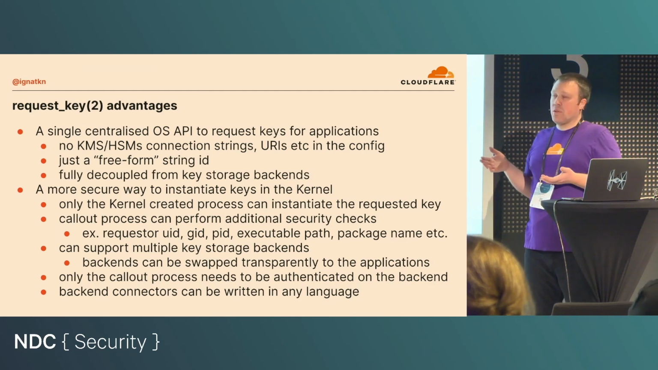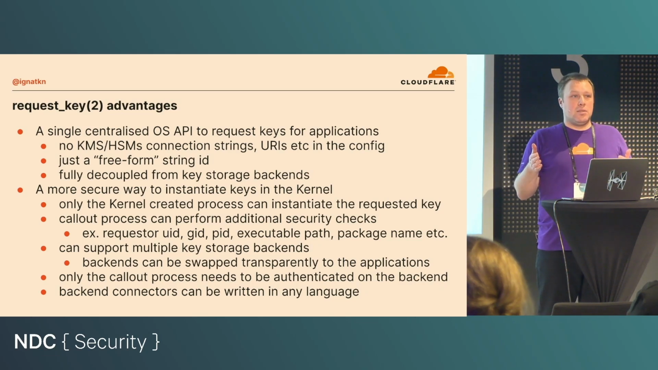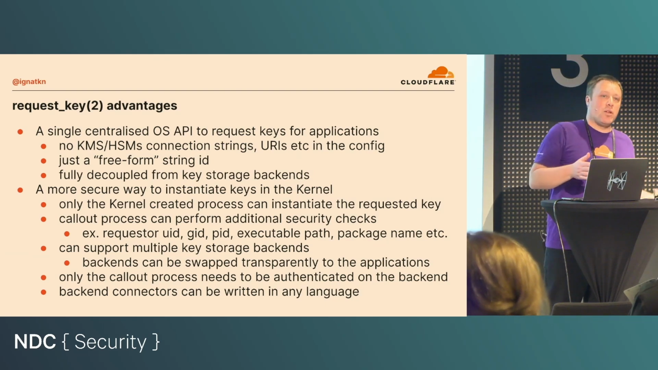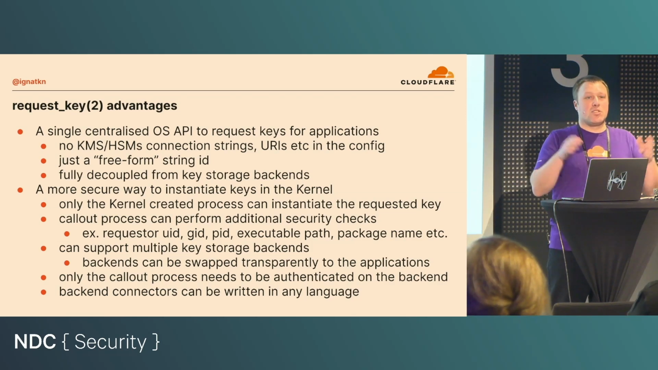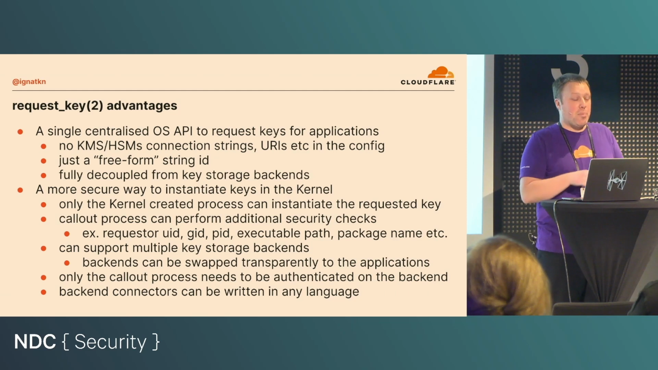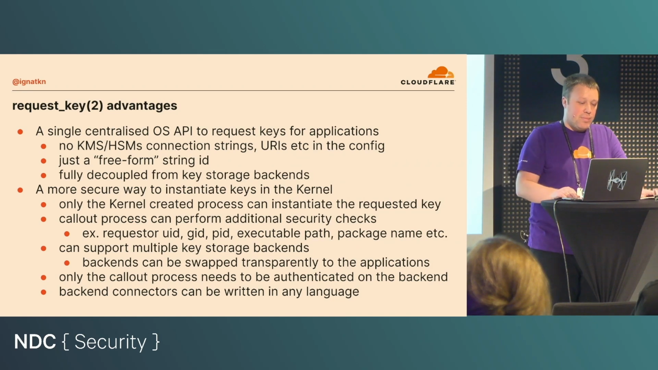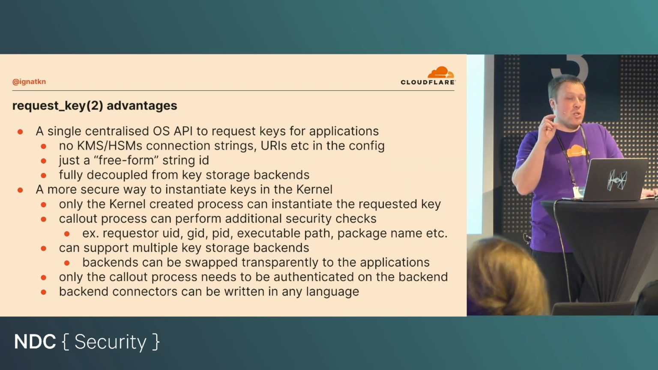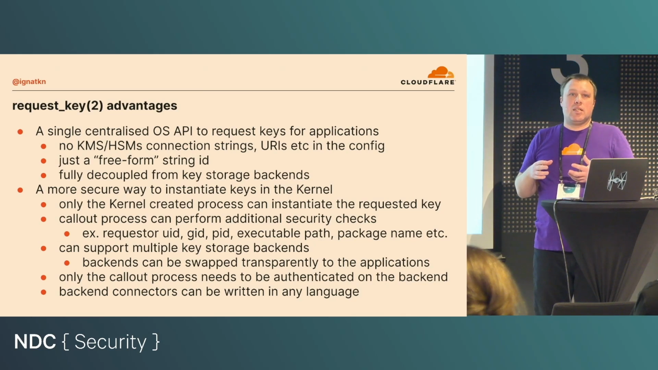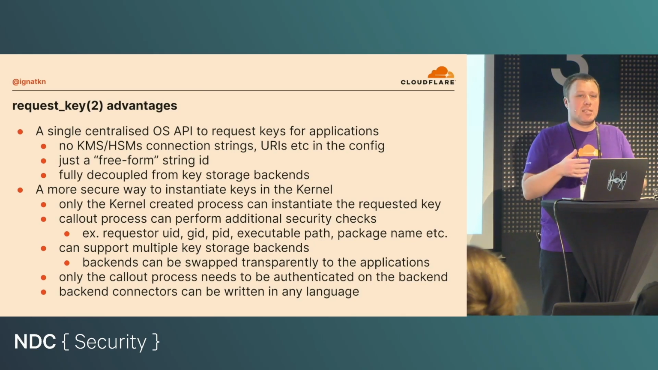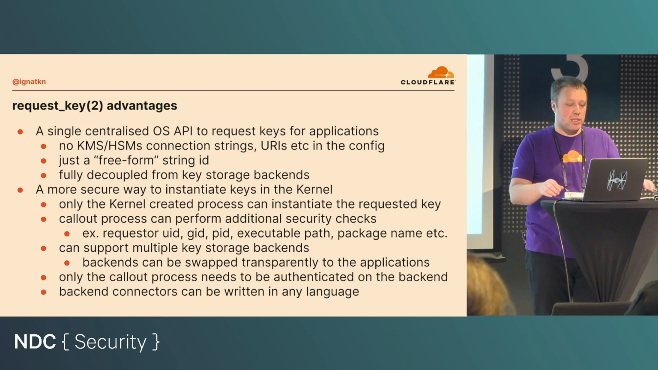We can also support multiple storage backends. So, for example, depending on the key ID, we can direct some requests to our production KMS system, some IDs to the test KMS system, and for some IDs we can just generate a random key and provide it to the application. The logic of this is fully decoupled from the application itself. And now we have only one process which needs to be authenticated in the cloud KMS system. So cloud KMS doesn't have to authenticate every request, it needs only to authenticate requests coming from these authorized processes on the system.